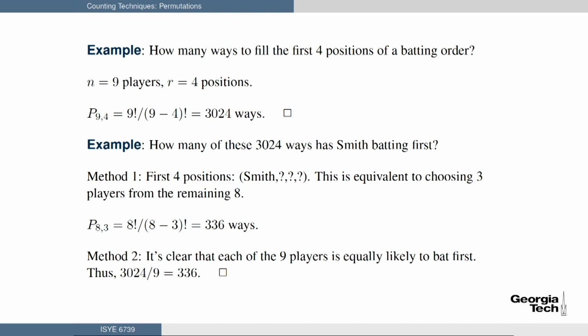A second method is that it's clear that each of the 9 players is equally likely to bat first. Thus, forcing Smith to bat first gives me a total number of remaining positions in the lineup as 3,024 divided by 9, because Smith was just lucky there. And again, that equals 336.